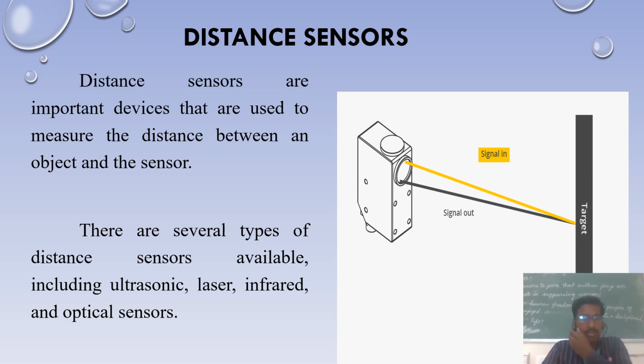There are several types of distance sensors available, including ultrasonic, laser, infrared, and optical sensors. Ultrasonic sends a beam that is placed on the particular object, and it measures the length of the beam from the robotic system to the object. Laser and infrared are also like that. They all belong to the same family of sensors that generate signals and project them on the particular object, and it will measure the distance between the object and the robot.